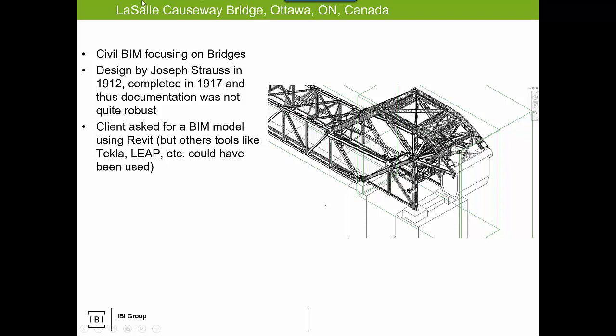There are a couple of approaches that could have been taken. Now this was done several years ago. So right now, the initial approach would be to go do a point cloud, get a strong scan, and then maybe apply some scan to BIM technology. Well, 10 years ago, we wouldn't be quite in that situation. So they explored the use of Revit, as well as Tekla, Leap Bridge, and a couple of others.